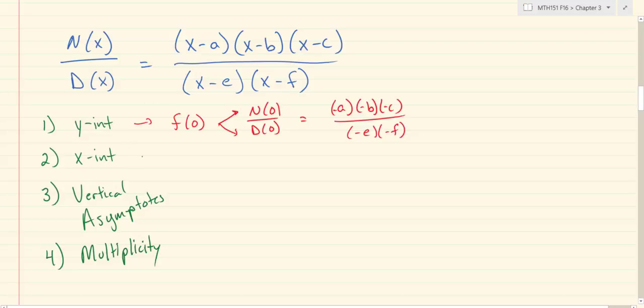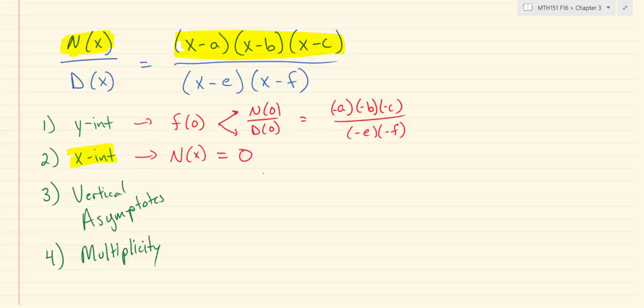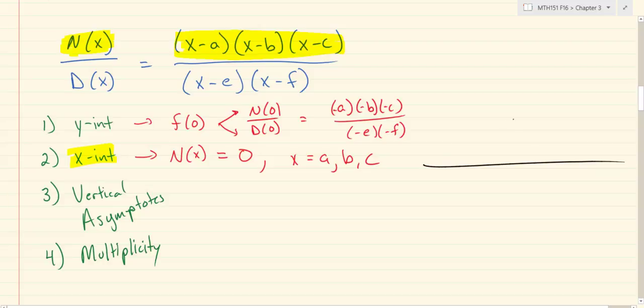So in order to find the x-intercept, you're going to take n of x and set it equal to 0. To find all of the x-intercepts, you take the top portion of this rational function and ask what makes it equal to 0. In our case, you're going to have x-intercepts at x equals a, b, and c. And while we're at it, let's just slap this on a graph.